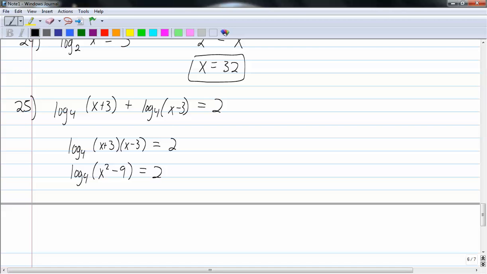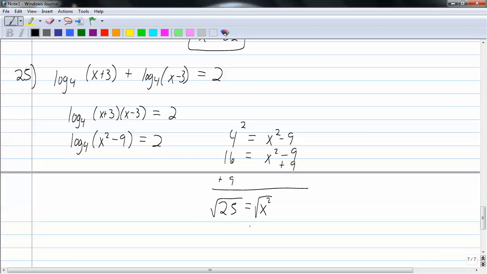Now to solve for x, what we want to do is change this to exponential. So I'm going to have 4 to the second power equals x squared minus 9, right? Base to this power equals what we're taking the logarithm of. So I have 16 equals x squared minus 9. Let's solve for x. This is a quadratic. But there's no middle term, there's no x term. So we can use the square root property to solve this pretty quick. So get the x squared by itself by adding 9 to both sides. And we'll have 25 equals x squared.